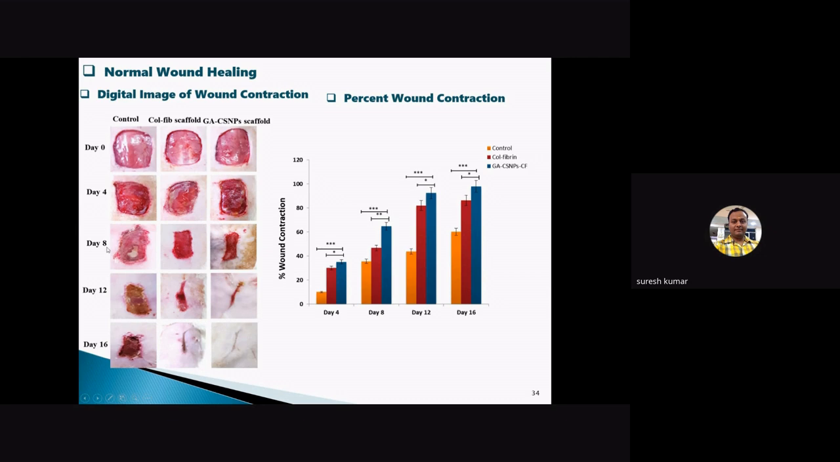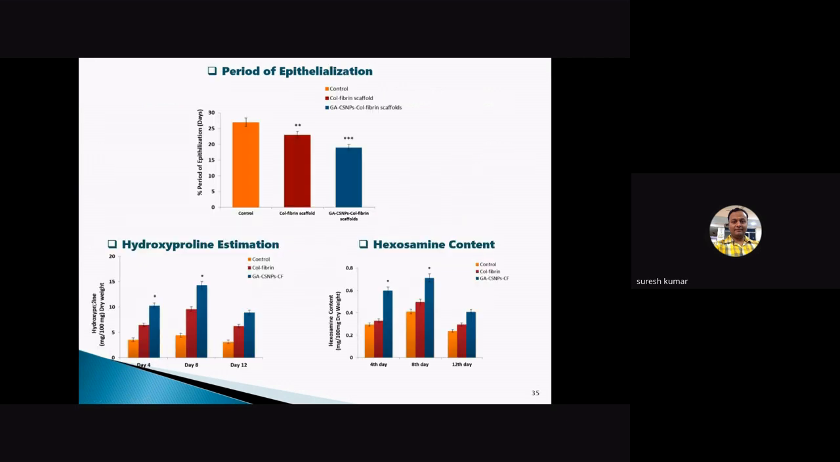If you see day 4, day 6, and day 12, at the end of day 12 itself there is a complete healing with the gallic acid incorporated chitosan nanocomposite scaffold, and the percentage of wound contraction has been calculated. We can see nearly 80 to 90% of the healing happening by day 12, and complete healing compared with the control group. So this suggests the prepared nanocomposite scaffold has better efficiency.